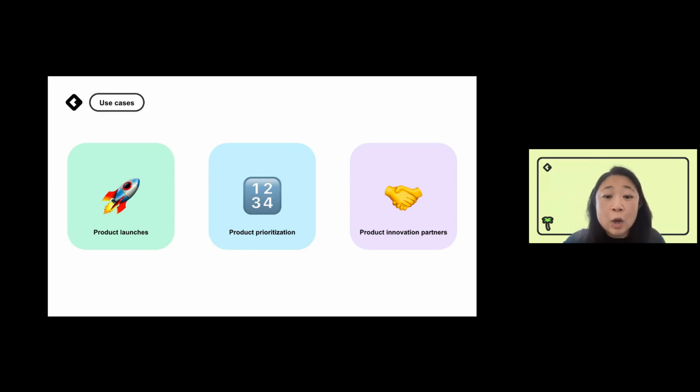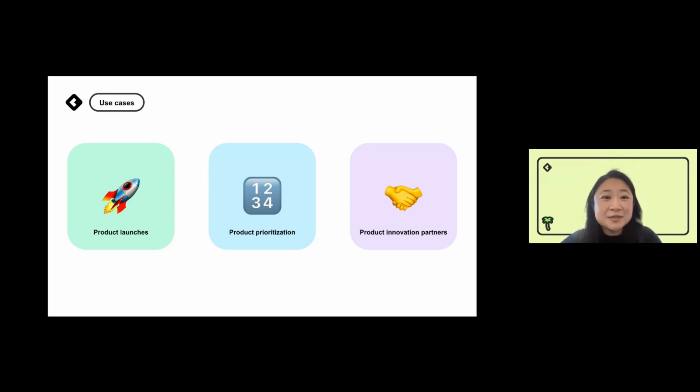First, we're going to be discussing how you can get a measure of how your users are feeling in the moment when it comes to product launches. We're also going to be discussing how you can more effectively prioritize product resources as a product leader based on listening to what matters the most to your users. And then we're going to discuss how you can identify product innovation partners within your user communities based on what your users are saying.